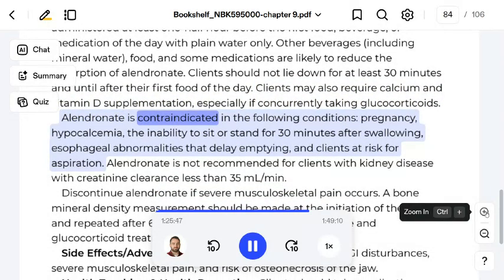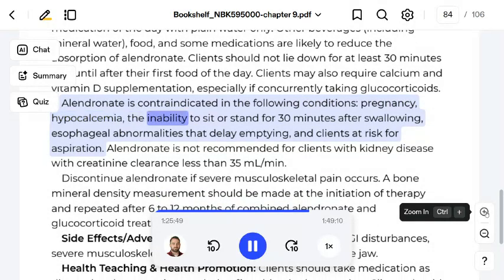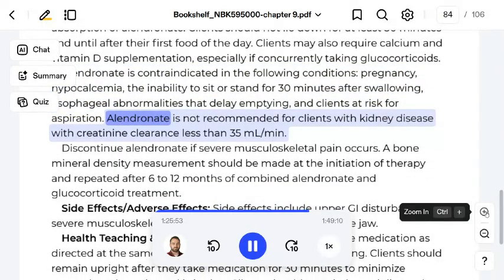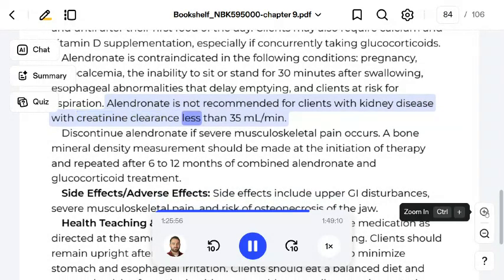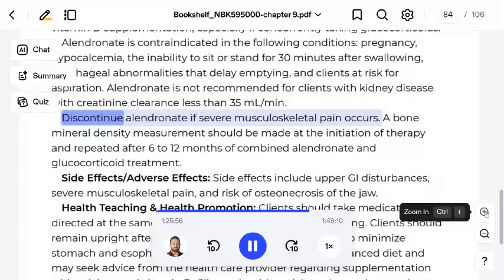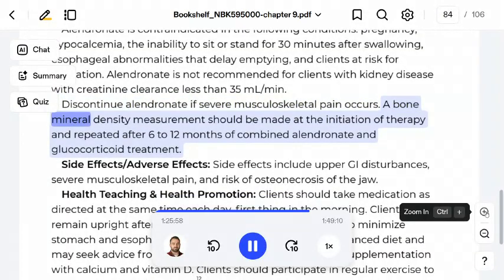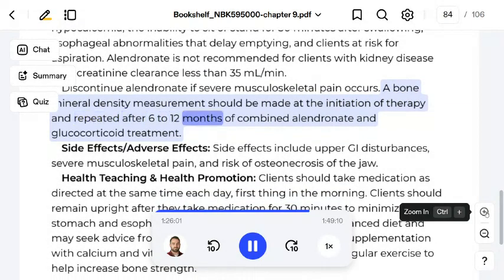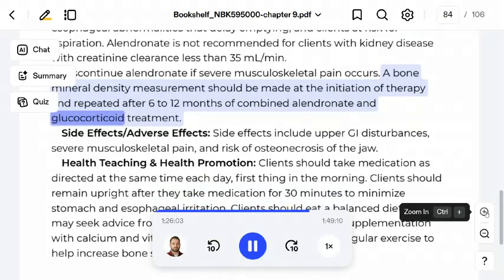Alendronate is contraindicated in the following conditions: pregnancy, hypocalcemia, the inability to sit or stand for 30 minutes after swallowing, esophageal abnormalities that delay emptying, and clients at risk for aspiration. Alendronate is not recommended for clients with kidney disease, with creatinine clearance less than 35 ml/min. Discontinue alendronate if severe musculoskeletal pain occurs. A bone mineral density measurement should be made at the initiation of therapy and repeated after 6 to 12 months of combined alendronate and glucocorticoid treatment.